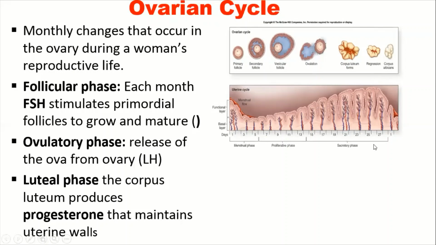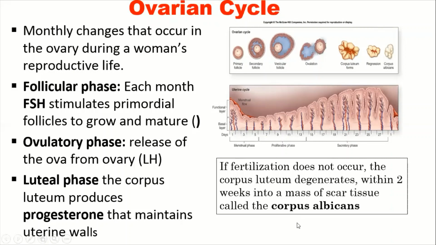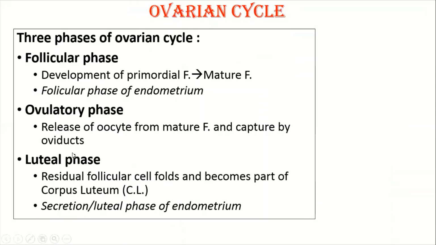So along with the menstrual cycle, we have a corresponding ovarian cycle consisting of the follicular phase, ovulatory phase, and luteal phase. If fertilization does not occur, the corpus luteum degenerates and forms a scar tissue called corpus albicans, which we'll discuss later on. The follicular phase is for follicular development. The ovulatory phase is for release of the ovum. The luteal phase is the corpus luteum formation and secretion of progesterone.